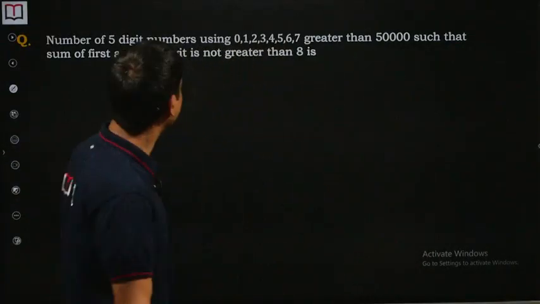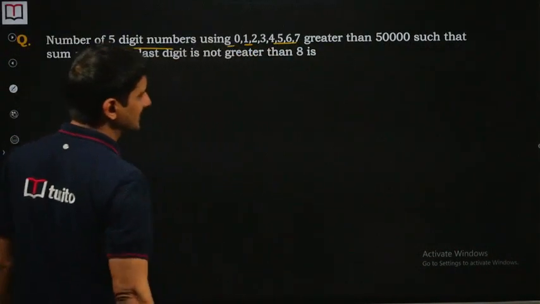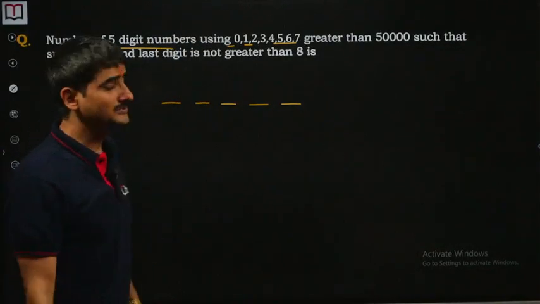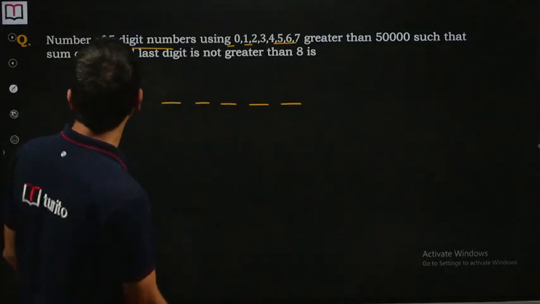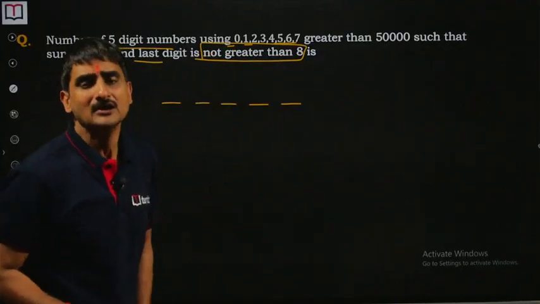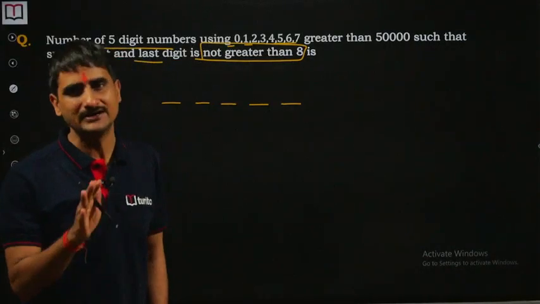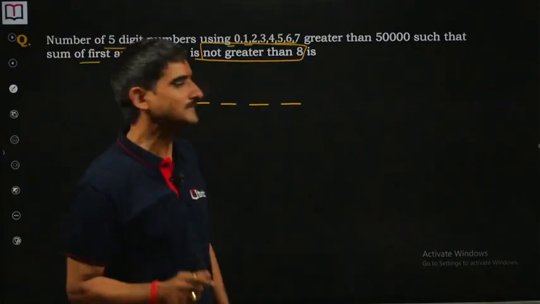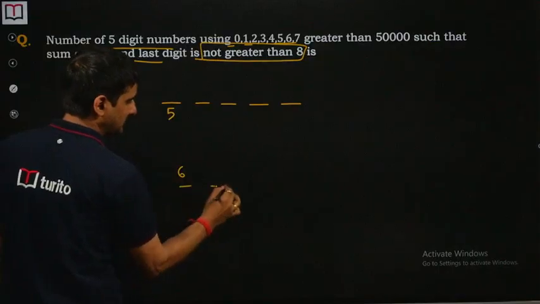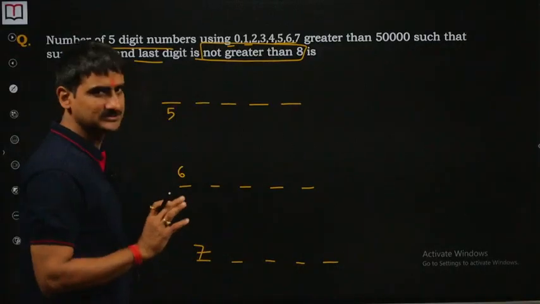That's a simple question. Okay, now: number of 5-digit numbers using 1, 0, 1, 2, 3, 4, 5, 6 greater than 50,000, formed such that the sum of the first and last digit is not greater than 8. Since they have asked for 5-digit numbers greater than 50,000, repetition is allowed here, first thing. So what are the possibilities here? We can have 5, we can have 6 here, and we can have 7 here. So these are just 3 possibilities.